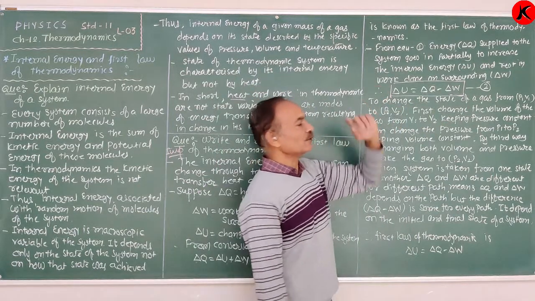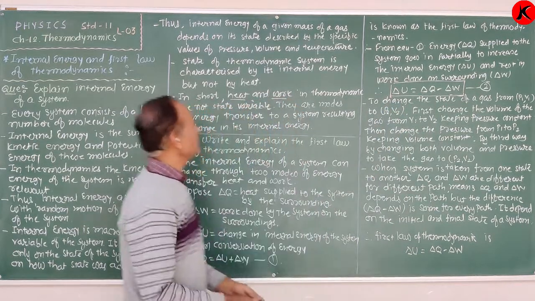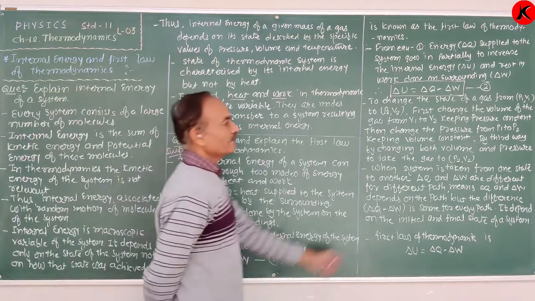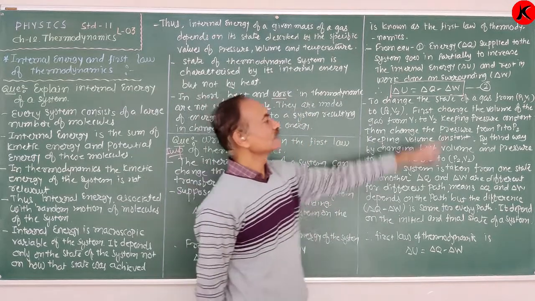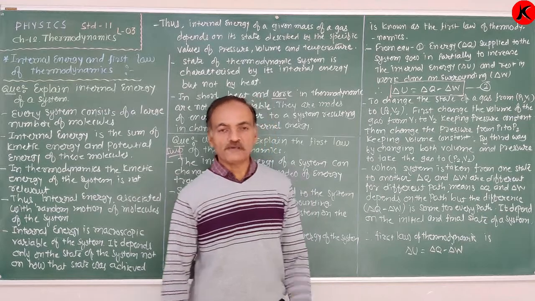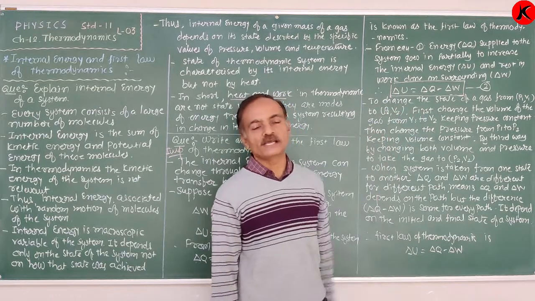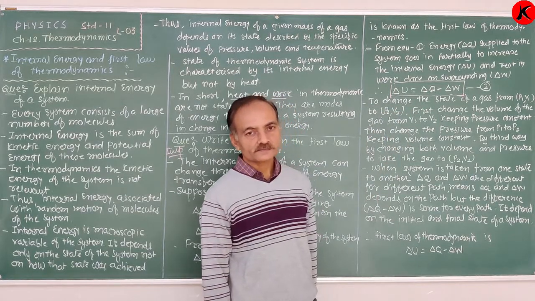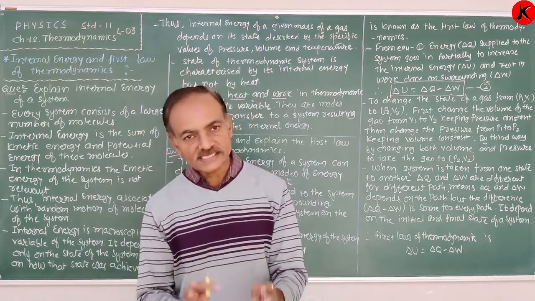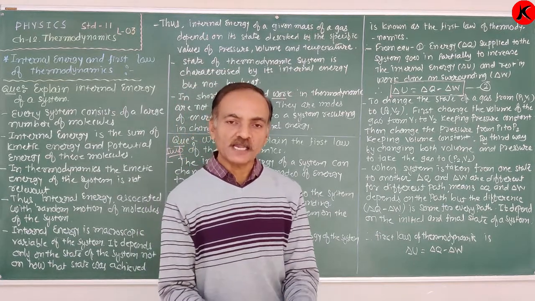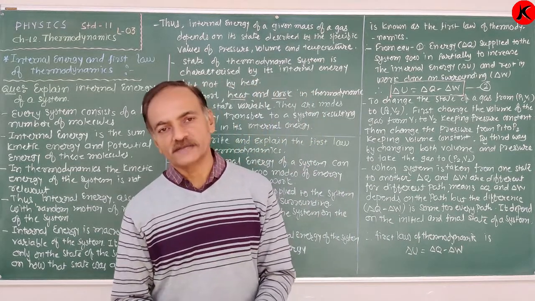Now, to change the state of a gas from P1 V1 to P2 V2. Initially, we have a gaseous system having pressure P1 and volume V1. That is the initial state of the gaseous system. We want to bring this system into another state in which the pressure is P2 and volume is V2. So there are three different ways we can bring the gaseous system from the initial state P1, V1 into the final state P2, V2.